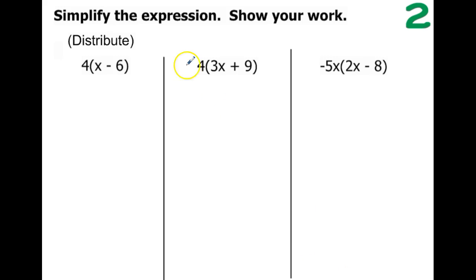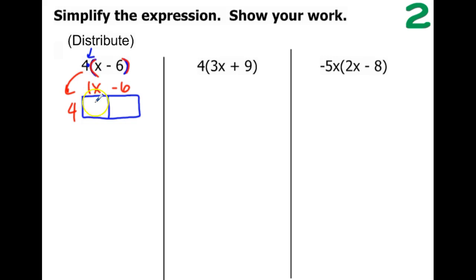The second thing we learned was how to distribute. Remember, this was our classroom, and out front was our teacher. Our teacher is always touching or right next to the classroom. And I didn't draw any boxes for you. You're going to have to draw them yourself to distribute. Well, our classroom goes on the top of our box, our two terms, x and minus 6. This is really a 1x. And our teacher goes out front, in front of the classroom, the 4.